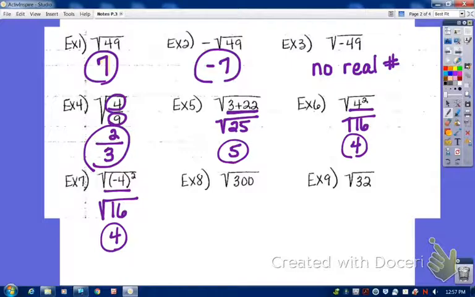Now when we get to 8, the square root of 300, 300 is not a perfect square, so we have to simplify it, and it doesn't mean we get the decimal for it. So we're looking for something squared that is 300. So think of all your perfect square numbers. I'm going to write those on the side.